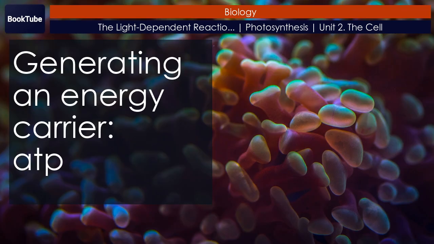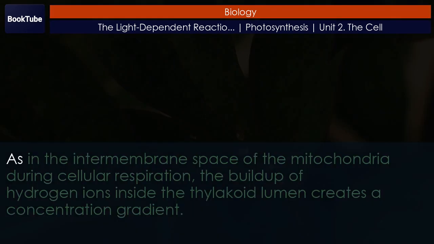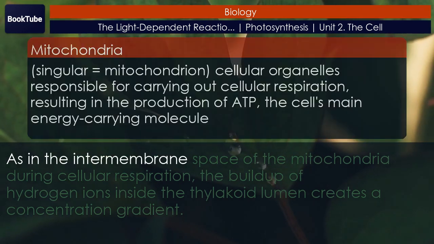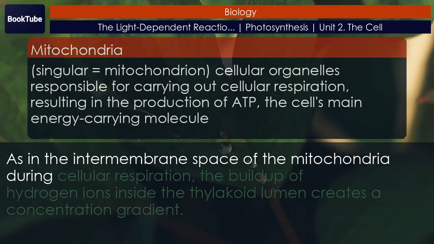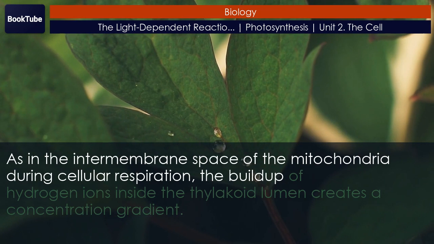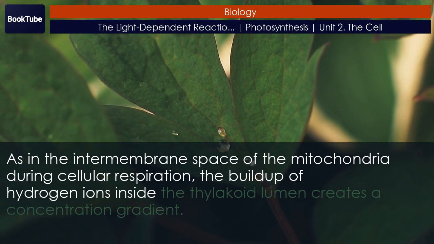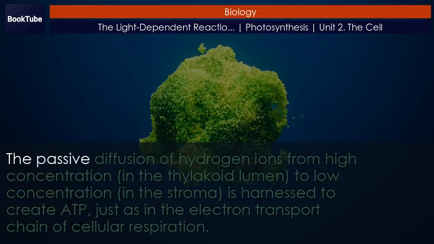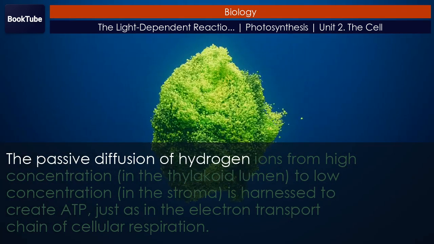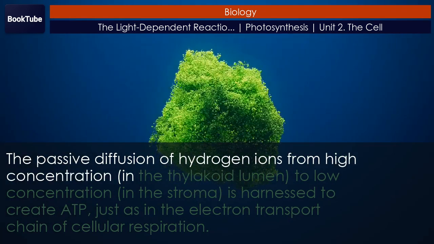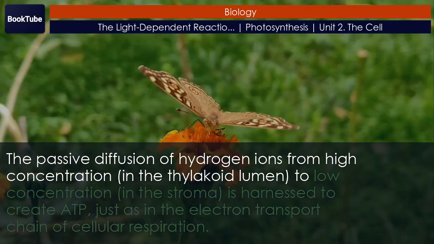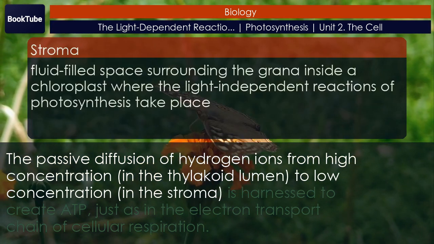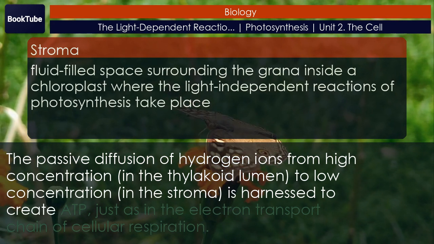Generating an energy carrier, ATP, is as in the intermembrane space of the mitochondria during cellular respiration. The buildup of hydrogen ions inside the thylakoid lumen creates a concentration gradient. The passive diffusion of hydrogen ions from high concentration in the thylakoid lumen to low concentration in the stroma is harnessed to create ATP.